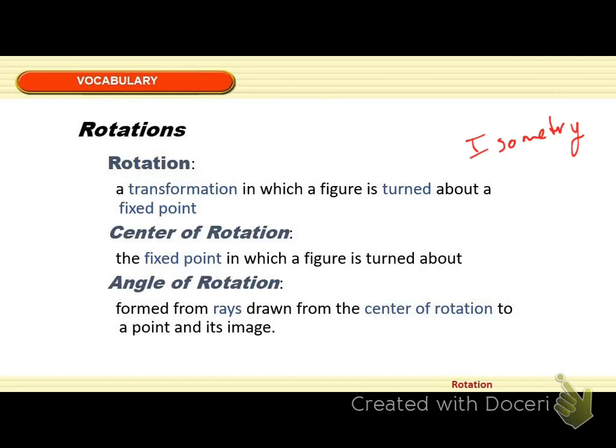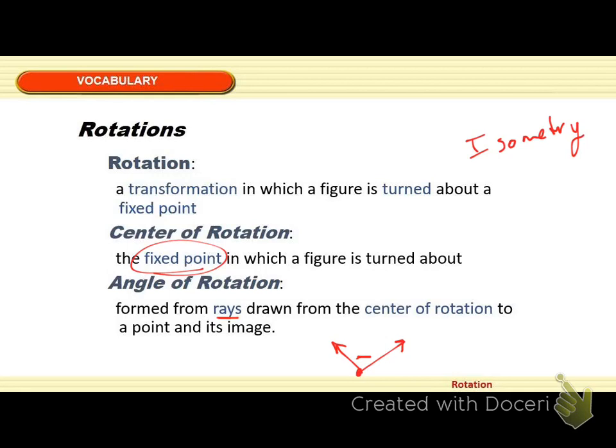A rotation has to have a center. The center of rotation is the fixed point in which a figure is turned about. It can, like I said, be inside the figure or it can be outside the figure. And then we have to know how much to rotate it, and so the angle of rotation will do that for us. The angle of rotation is what is created when you take two rays and draw them from the center of rotation to the image and the pre-image. So you'll end up having a center of rotation here, the pre-image might be here, and the image might land here, and so that would be your angle of rotation.